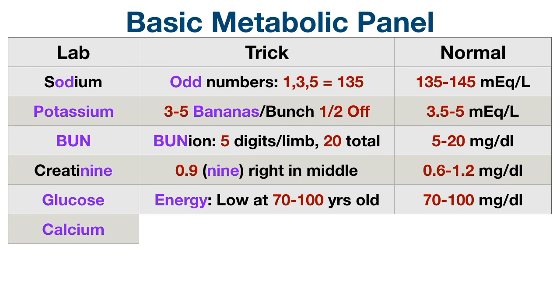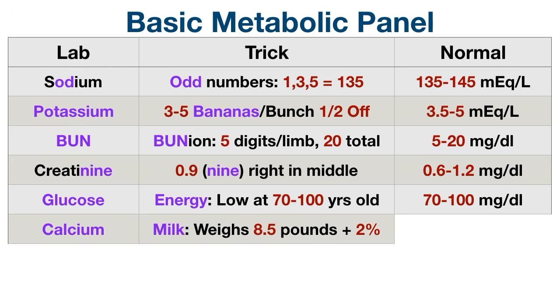Moving on to calcium, when you think of calcium, think of milk. A gallon of milk actually weighs about 8.5 pounds, and then think of 2% milk to add 2 to that. This will give you the normal range for calcium of 8.5 to 10.5.